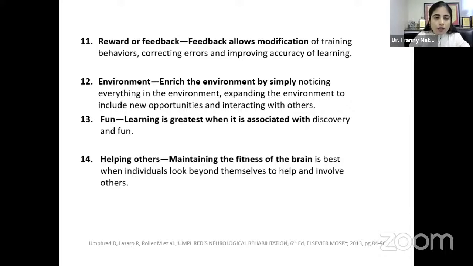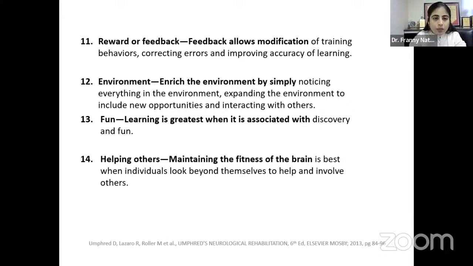The first one is reward or feedback. We earlier spoke about knowledge of results and knowledge of performance, and how feedback pushes one to do a certain activity, motivates one to do a certain activity. So reward or feedback should be incorporated in training, especially when the activity is being performed correctly.